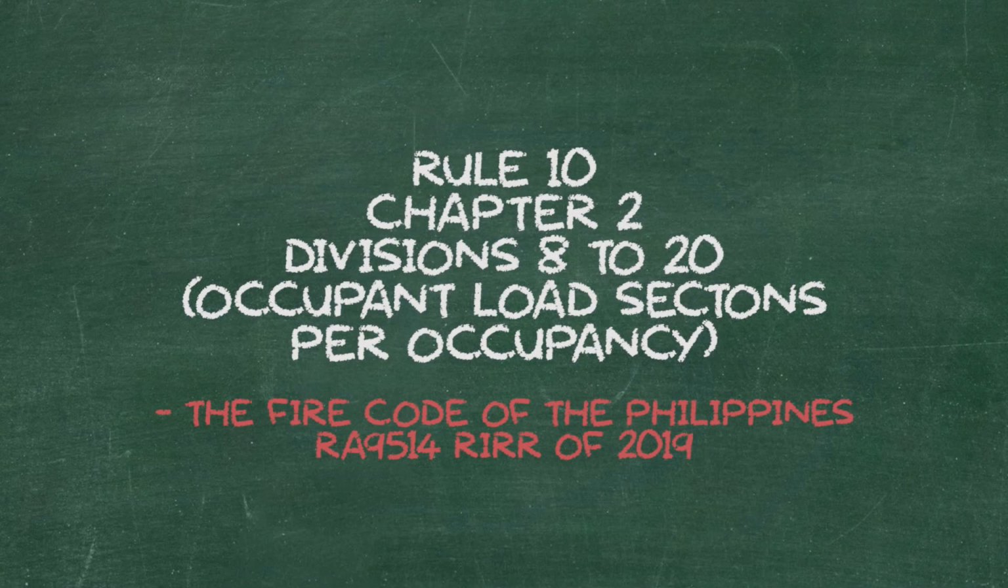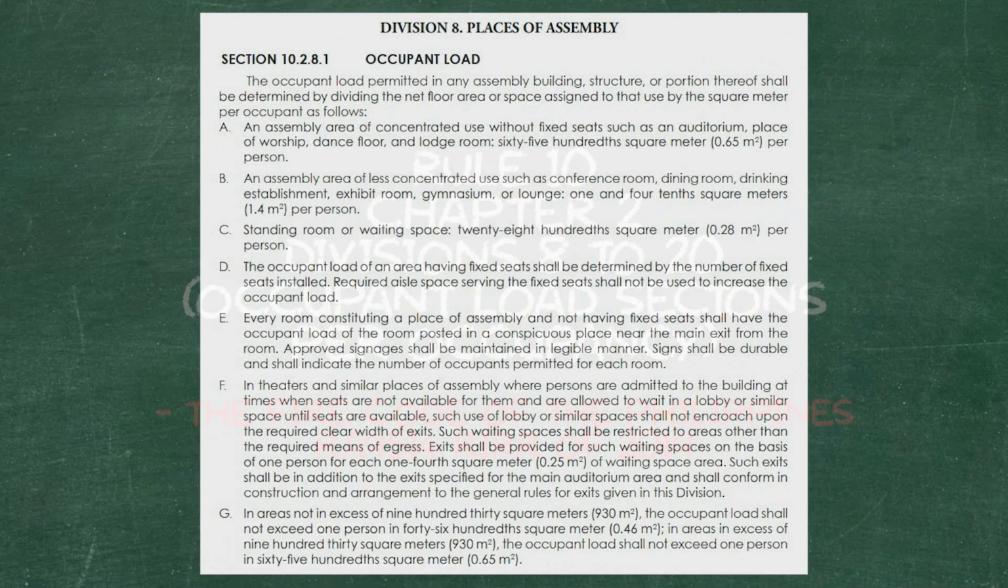For the Fire Code of the Philippines naman, check the occupant load sections of Chapter 2, Divisions 8 to 20 for the required occupant load factors. Take for example these occupant load factors for Division 8, Places of Assembly.